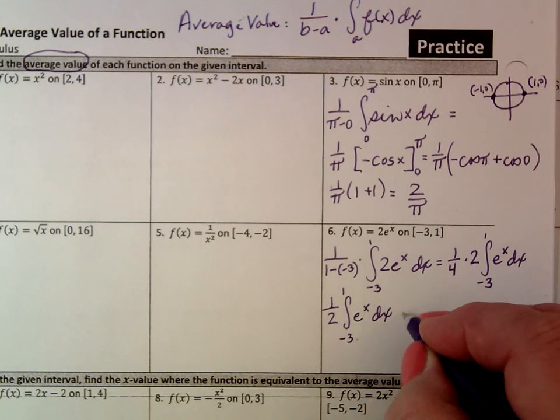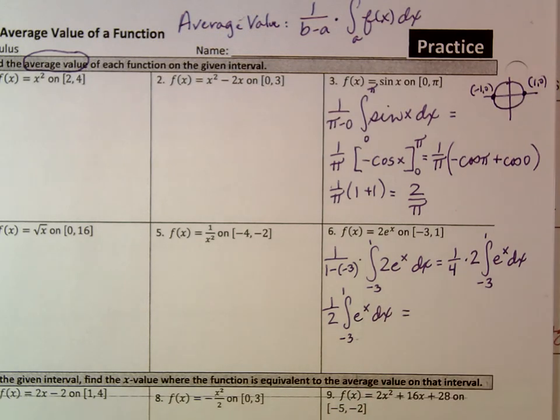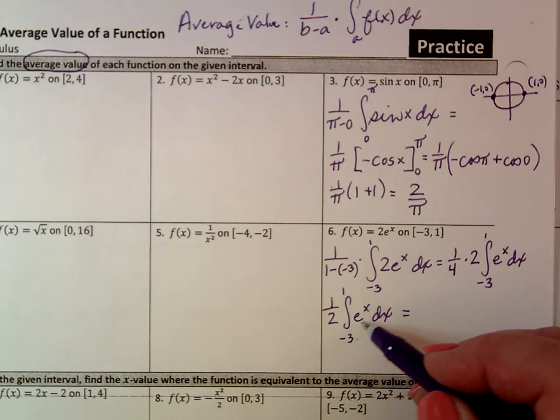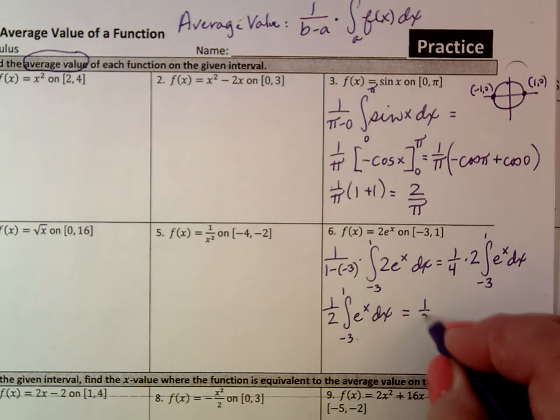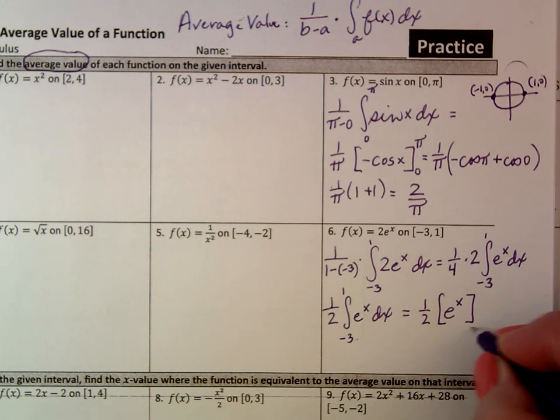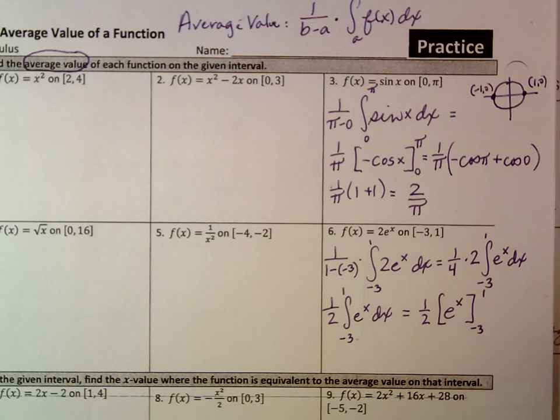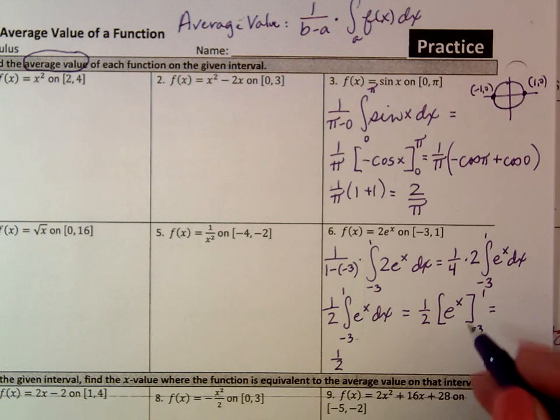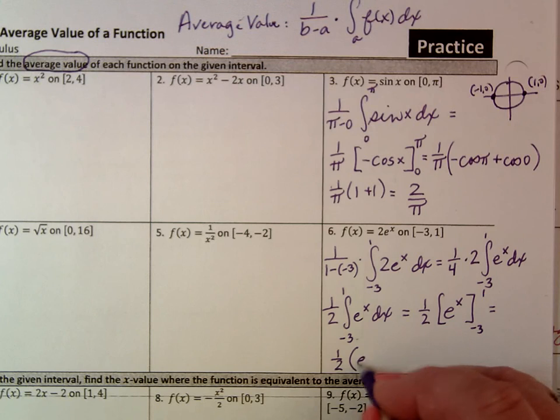And I really like the e to the x function because its integral and derivative are the same thing. So if I take the antiderivative of that, it's still e to the x. I've got 1/2 e to the x going from negative 3 to 1. And so all I need to do then is plug that in. So f of b minus f of a, it's going to be a 1/2 on the front. If I plug a 1 in, it'll be e to the first. If I plug a negative 3 in, it'll be e to the negative 3.